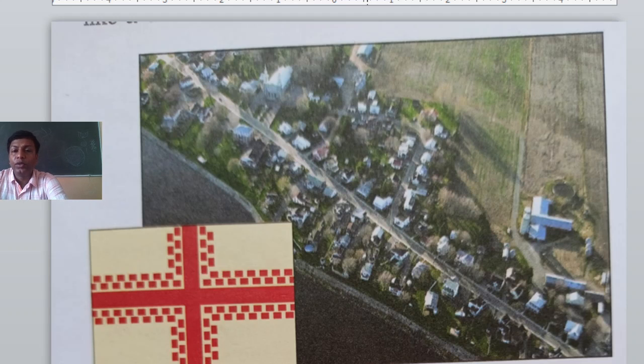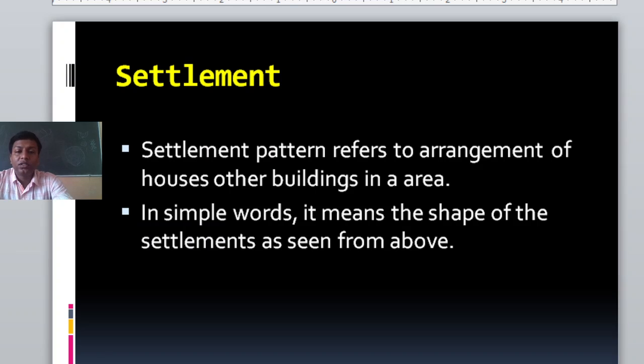In this video today, we are going to discuss settlement. Dear students, in the topographical map, you know that we can draw natural features and man-made features both. So today we are going to discuss the man-made feature of settlement. Look at this picture. This is a settlement. Now, what is settlement? Settlement pattern refers to the arrangement of houses and other buildings in an area.